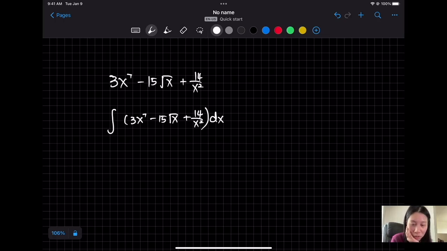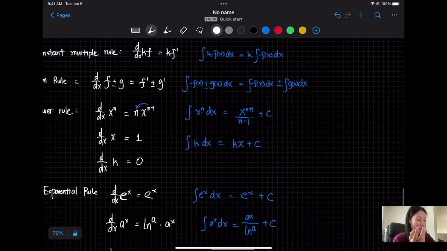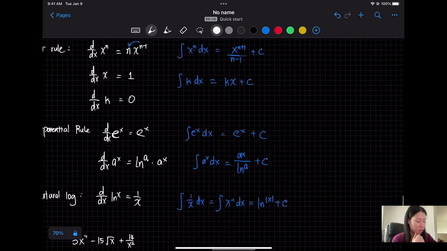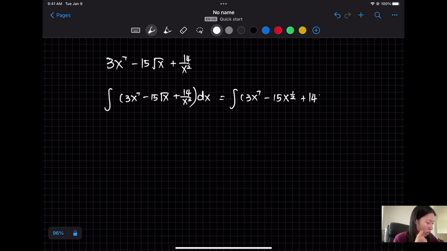And then I want to write all the x into an exponential form, because that can help me do the antiderivative. It's easier for me to apply the formulas. Okay, so when I write this into exponential form, this is going to be 15 times x to the 1/2, and 14 times x to the negative 2 power, dx.